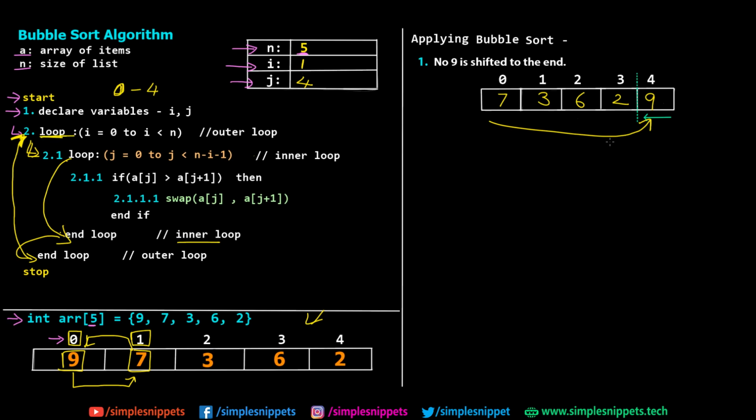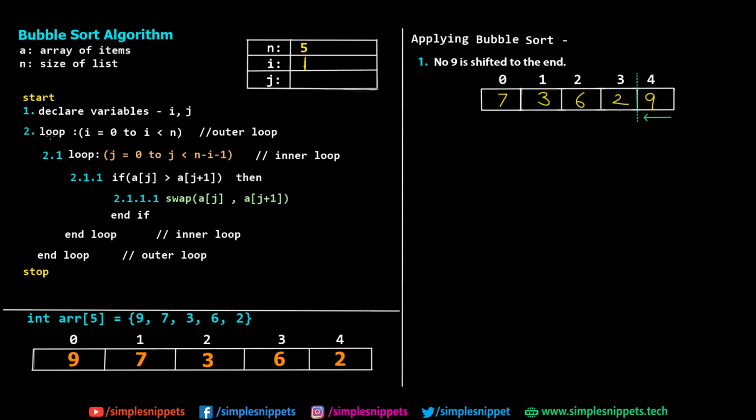And now you can see that from the next time, we only need to sort these 4 values because the largest element has already come to the end. So we are only interested in sorting 7, 3, 6, 2. We don't need to bother about this one, right? So now let's go ahead and start off with the second complete iteration, and then you'll understand what this condition is all about, okay?